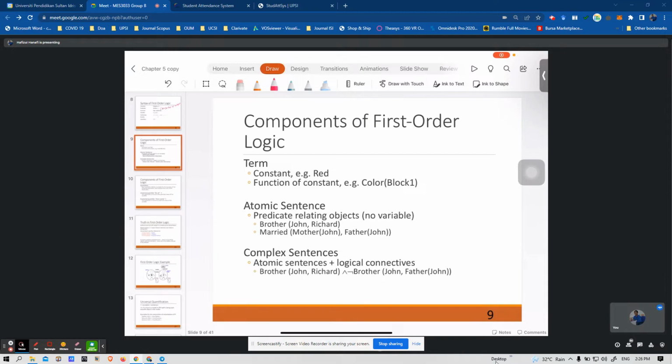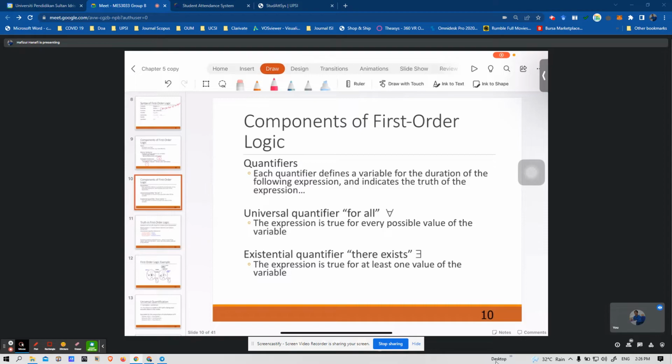And then a complex sentence is when you combine atomic sentences with a logical connective. A logical connective is the relationship between two atomic sentences. For example, here John is a brother of Richard, we have a disjunction, John is a brother of John's father, and then we put the negation here. Okay, this one is a complex sentence. We combine two atomic sentences with a logical connective.